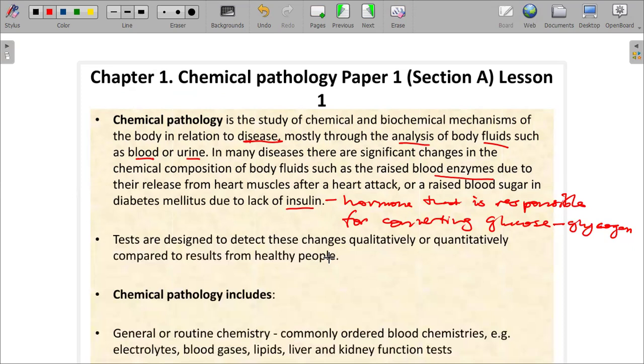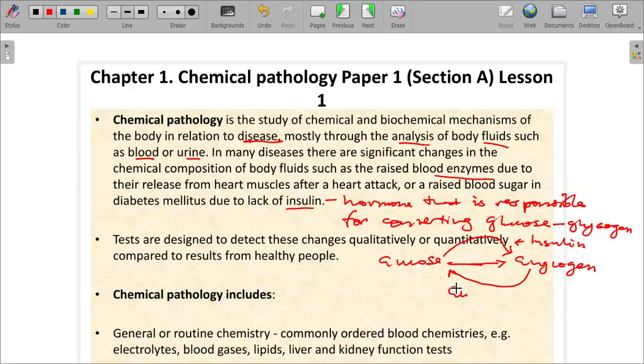Please note that students must know that glucose is converted into glycogen, and then there is a reverse relationship which takes place here, which almost every learner must understand: the relationship of glucose and glycogen. So what increases here is insulin, and insulin decreases the levels of glucose in the body.